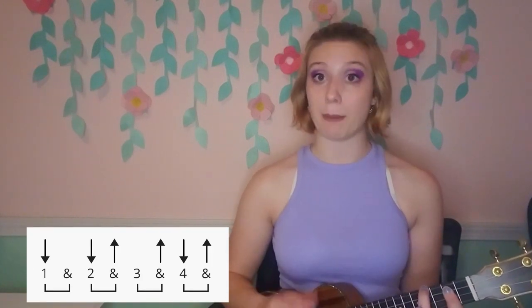Then we have our outro, which is almost the same as our verses, except for the last line. So for our last line, we're actually going to use the strumming pattern that we used for our first line of the verses. So that was the down, down, up, down, down, up, down, down, up, down, up.